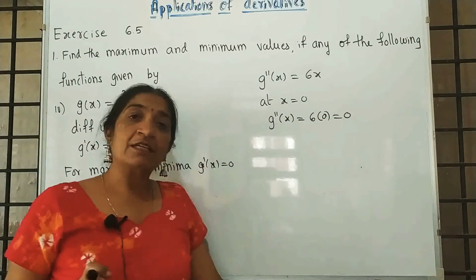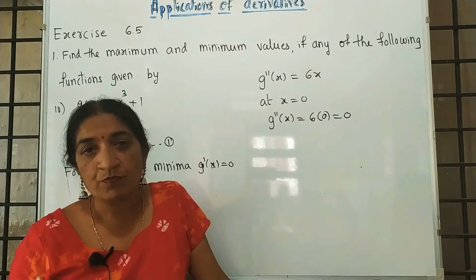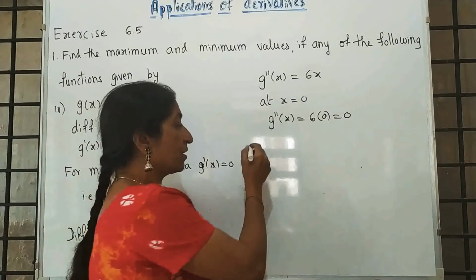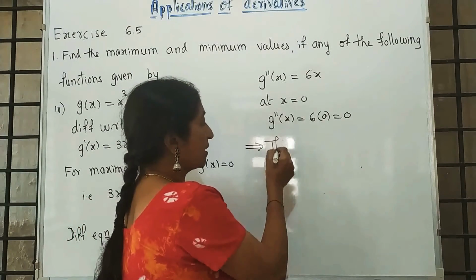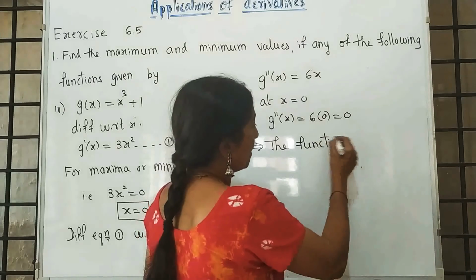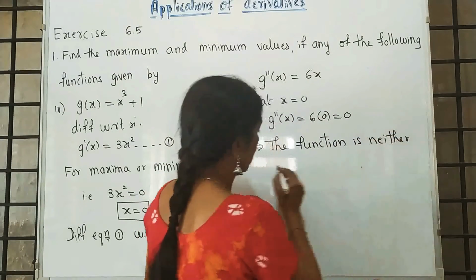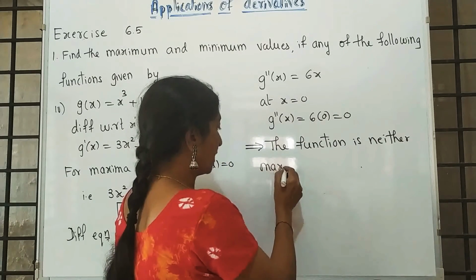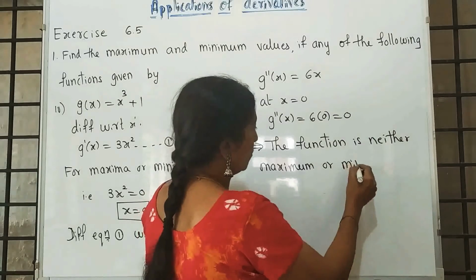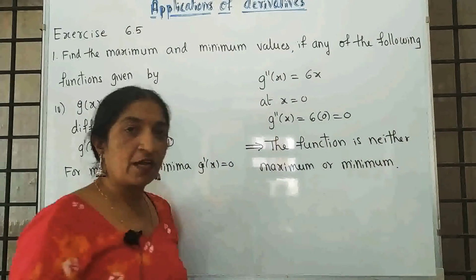And one interesting thing, for 0 we cannot say it is a plus 0 or minus 0. We cannot judge a sign for 0. So this implies the function is neither maximum nor minimum. So this is how we are solving.